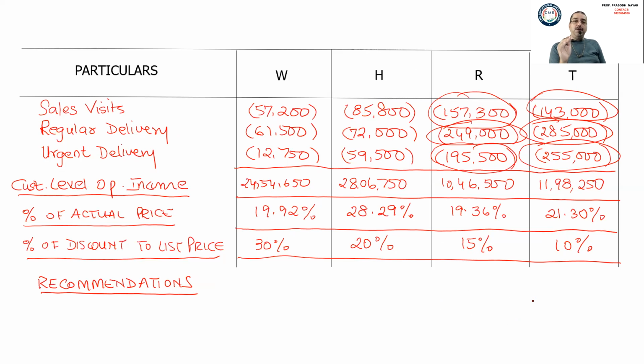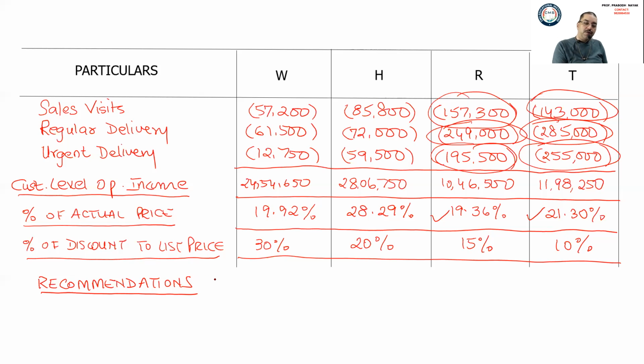If we are able to reduce the operating cost of R and T, maybe these percentages we can further improve. And then maybe one of the customers R or T may be giving a better return than H also. So high customer level cost for R and T should be avoided at all cost without affecting their sales. So these are the two recommendations that we can write.